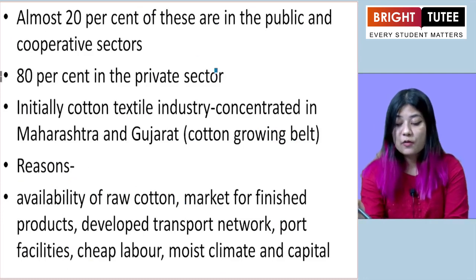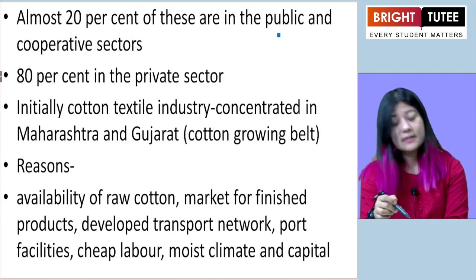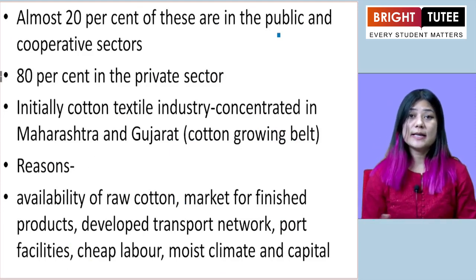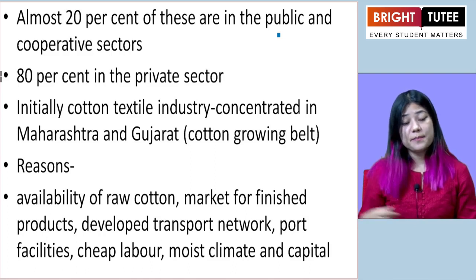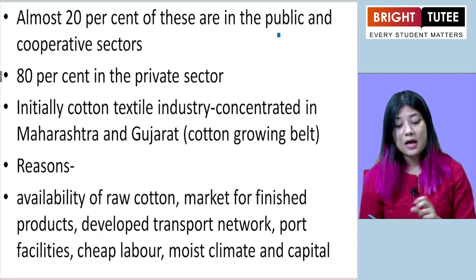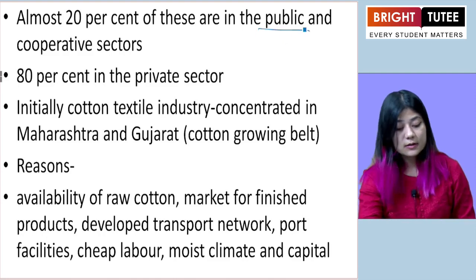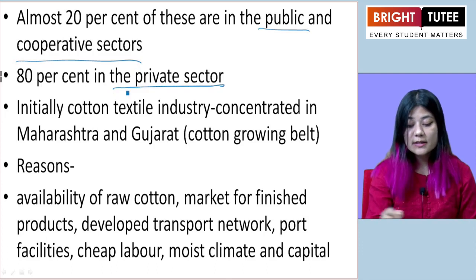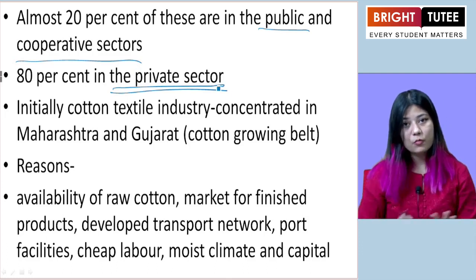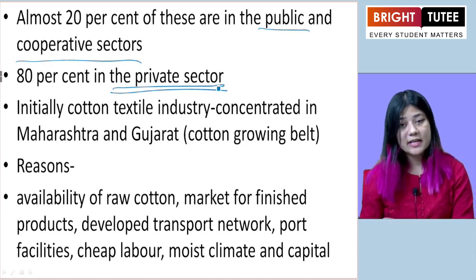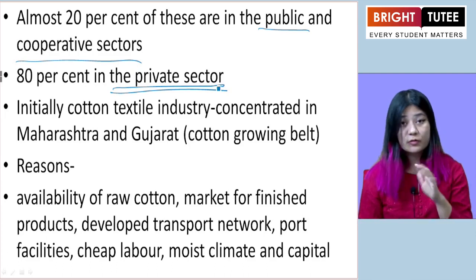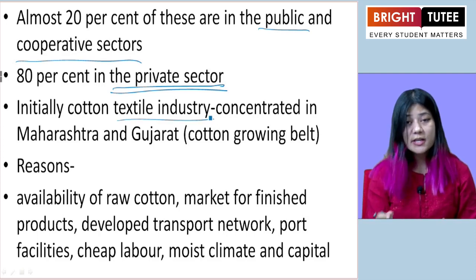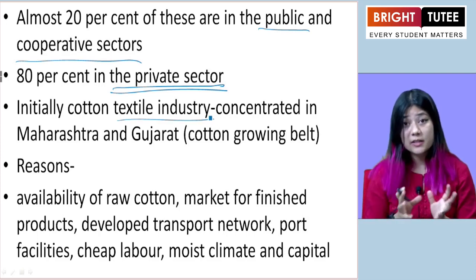Almost 20% of these are in the public and cooperative sectors. So, of all the cotton textile mills that are set up in our country, 20% of them are in the public or cooperative sectors. The rest, 80%, are all in the private sector. We now know what public sectors, cooperative sectors and private sectors are, right? So don't get confused.